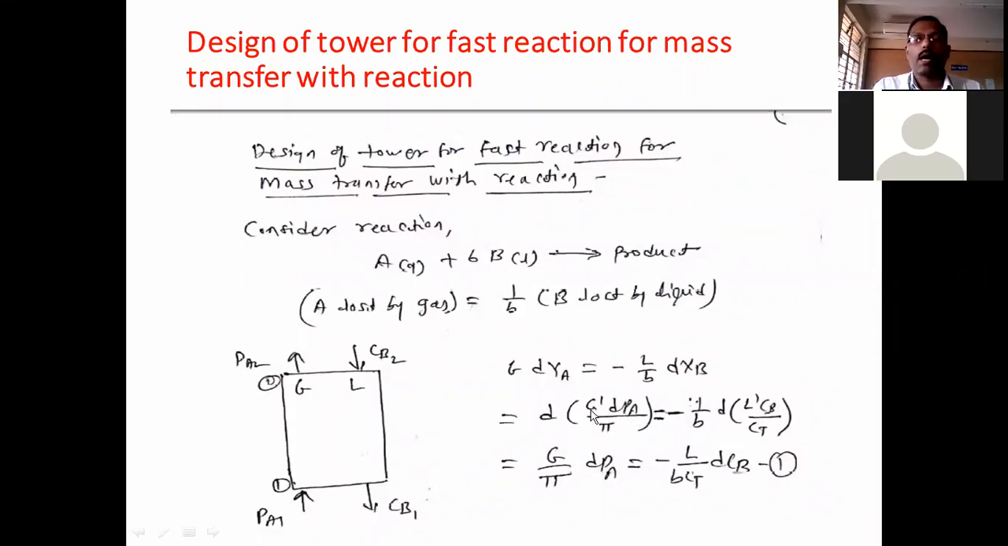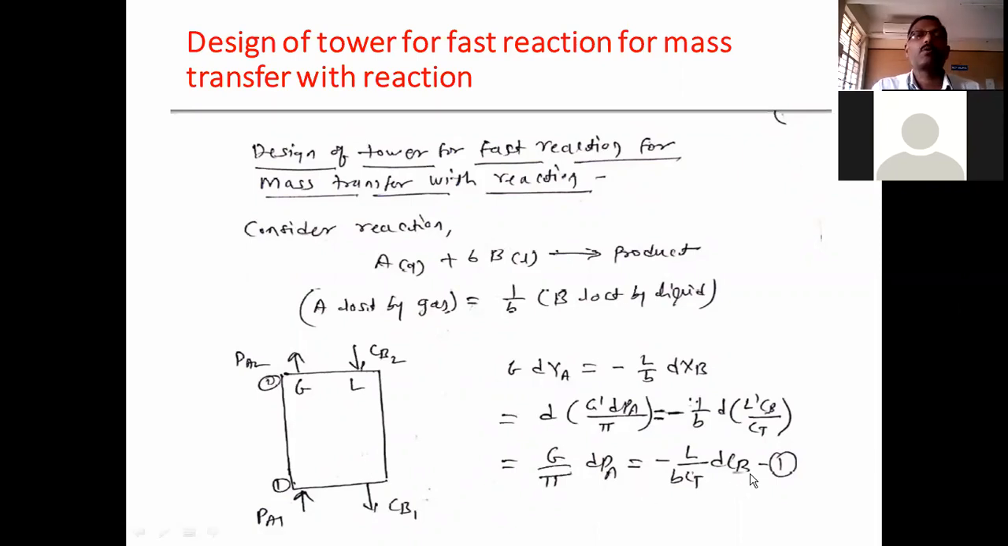So G upon pi, G dash is nearly equal to G and L dash nearly equal to L, means G upon pi into dPA is equal to minus L upon B into CT into dCB. This is mass transfer with reaction. In the earlier derivation, there is only G upon pi into dPA, which is equal to L upon CT into dCA, in terms of A only.